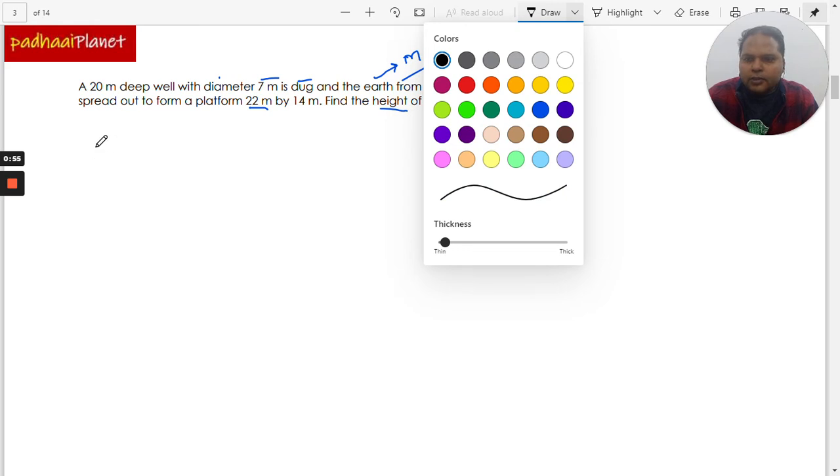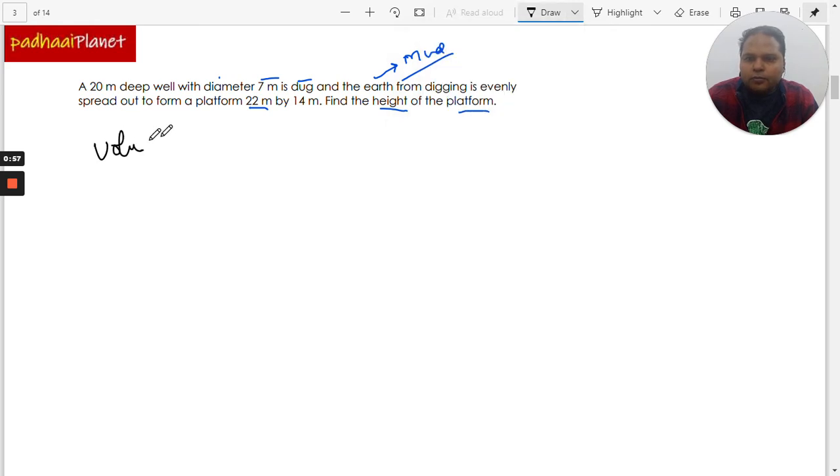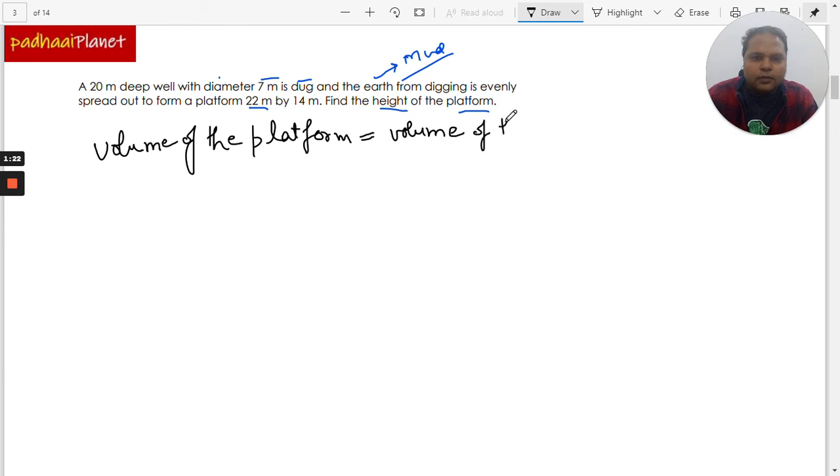The relationship is that the volume of the platform, right? This platform is made from the mud which has come out of the well by digging it, right? So that means the volume of the platform will be equal to the volume of the earth or the mud which has come out, right?